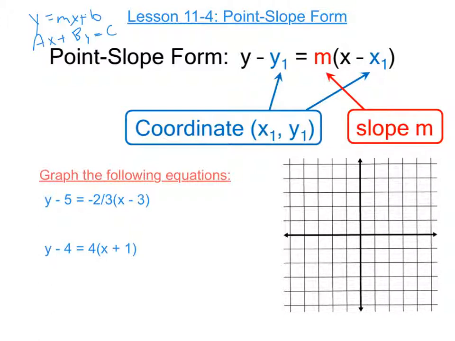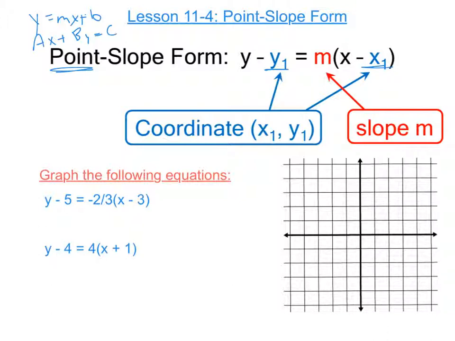And it's just like it sounds. You have a point on the line, and you have the slope on the line. So here, let's say our point is x1, y1. What this form does is it subtracts the y value and it subtracts the x value. So to graph this is very easy. You just have to identify what's being subtracted from y and what's being subtracted from x.